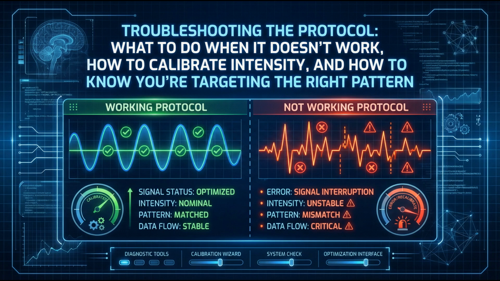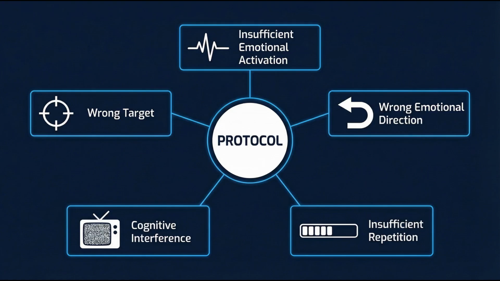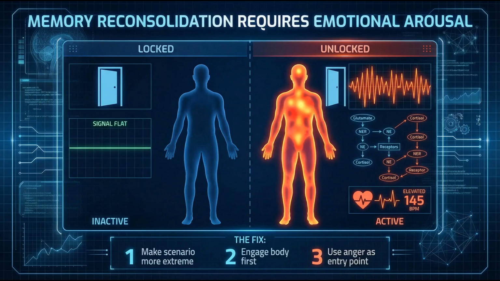Let's get into it. If the protocol isn't working, it's failing at one of 5 specific points. Each has a different neuroscience-based fix. Failure mode 1, insufficient emotional activation. This is the most common failure. You're running the simulations, but they feel like daydreaming. No heart rate change, no muscle tension, no heat in your chest.